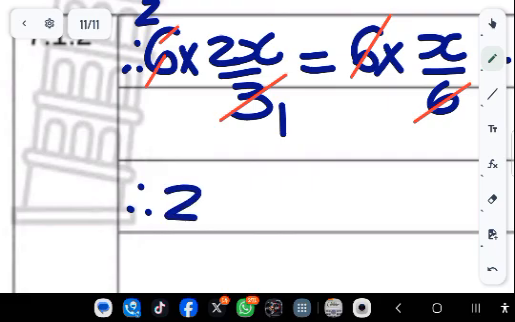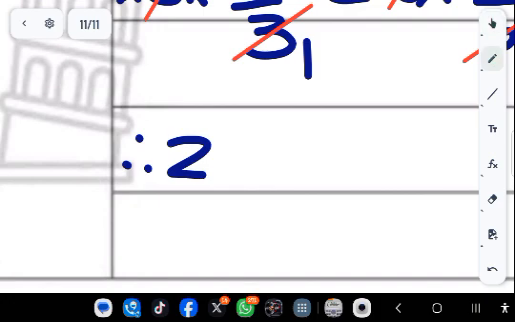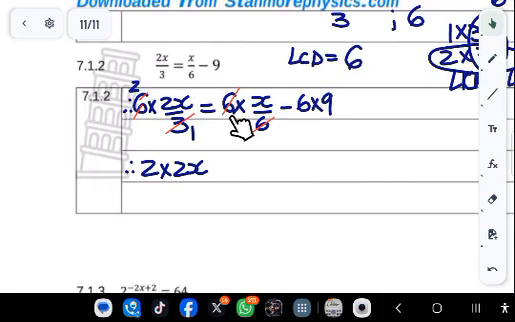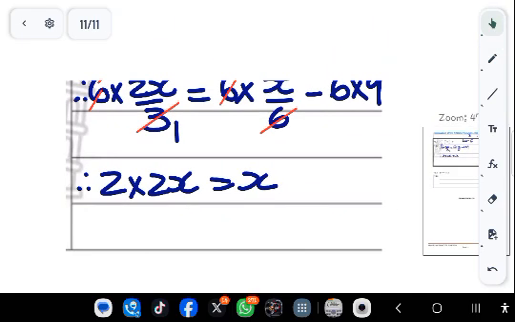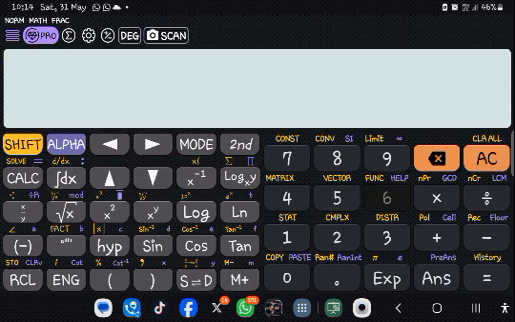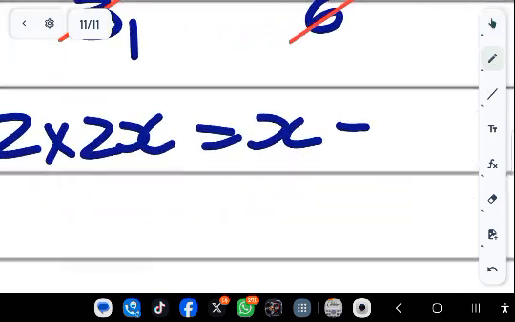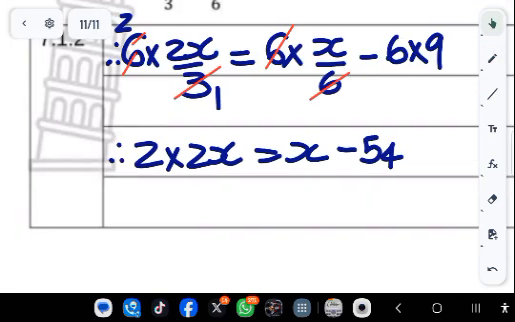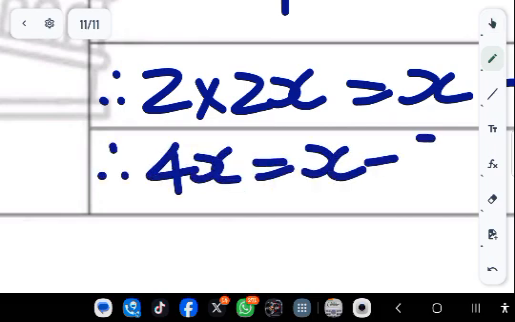2 times 2x is what we have here, so that is 4x, equals x minus 6 times 9. Take the calculator, 6 times 9 gives us 54. And therefore this is 4x equals x minus 54.